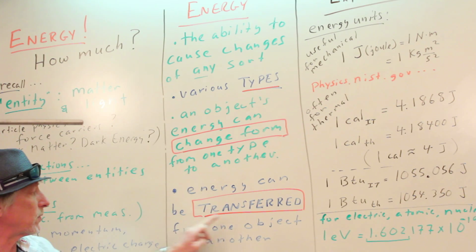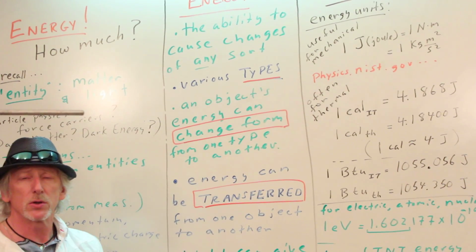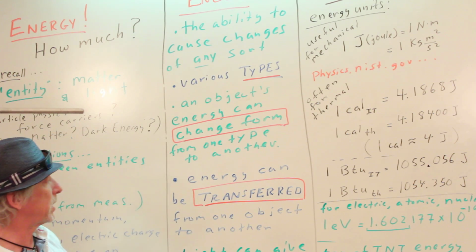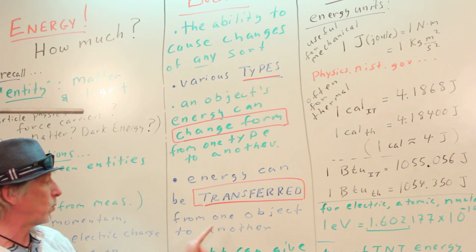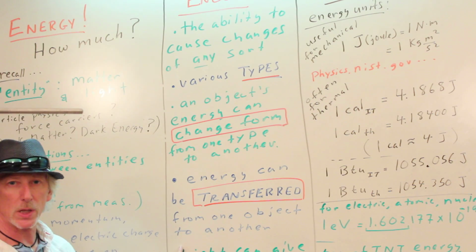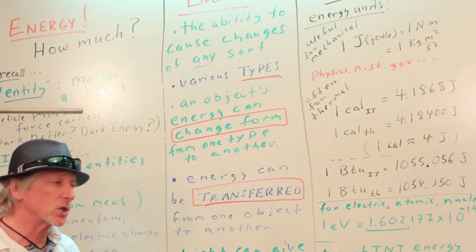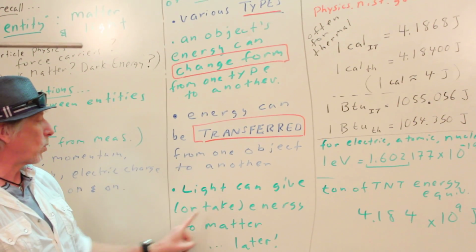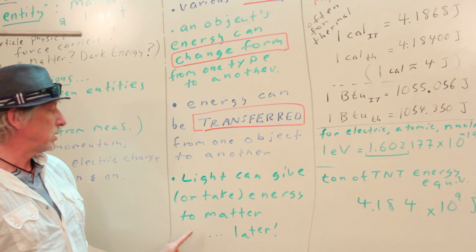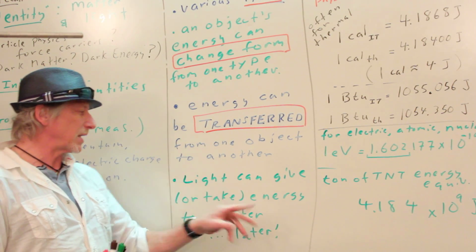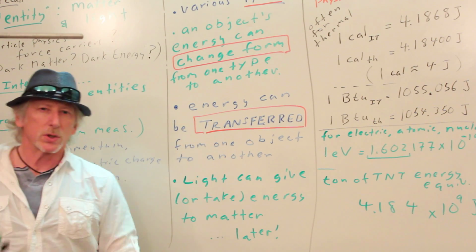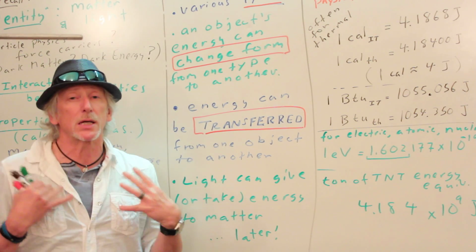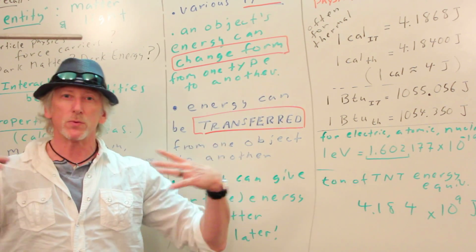Energy can be transferred from one object to another through collisions or someone hitting or me throwing something. Energy can be transferred from one object to another. Okay, so you can lose energy, right? You keep pushing something all day, you're going to get tired. And light can give or take energy. Give energy to matter, take energy from matter, and we'll deal with light's interaction with matter later. So yes, it's an issue. And yes, I am glowing infrared.